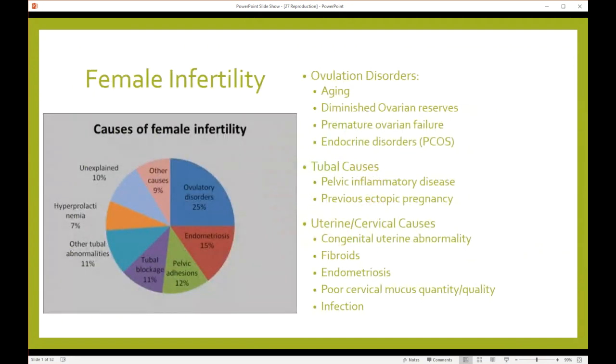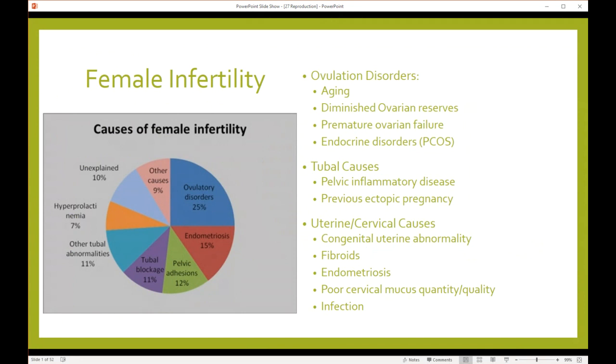There are some causes of female infertility as well. Similar to how we talked about different categories, there's ovulation disorders. So what's causing the woman not to be able to ovulate? One of them is aging. Some of it is diminished ovarian reserves and premature ovarian failure. There are also some endocrine disorders like PCOS. There are some tubal causes, for instance, pelvic inflammatory disease, PID, or if there's been a previous ectopic pregnancy.